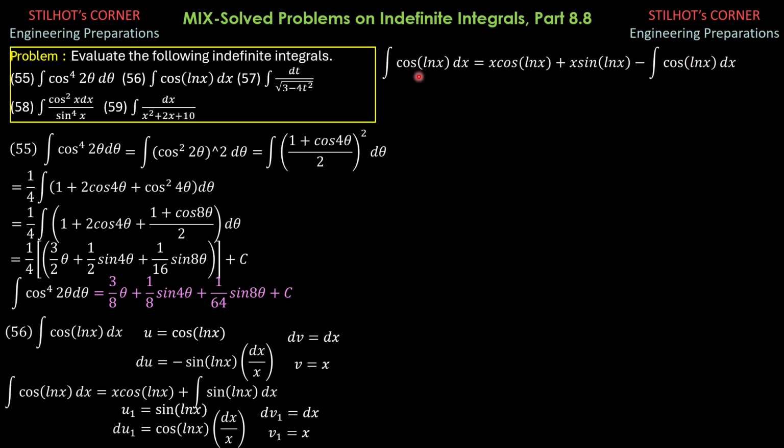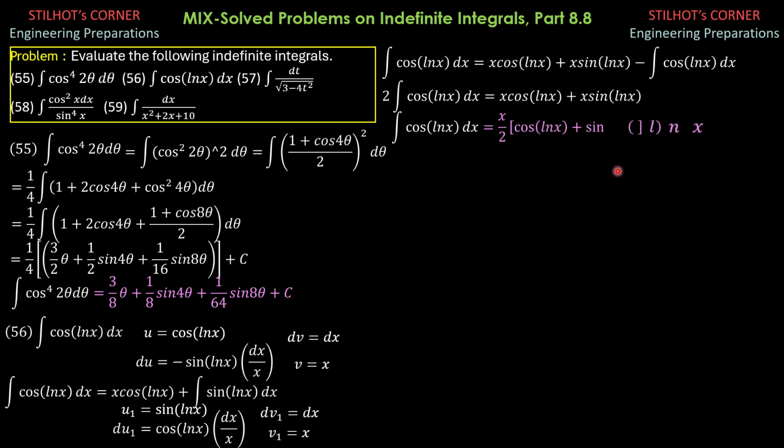So we can combine after transposing this term to the left. That means 2 integral of cosine ln x dx is, we copy the first two terms, x cosine of ln x plus x sine of ln x. Factoring out x and putting c as our final answer, the integral of cosine ln x dx is x over 2 times quantity cosine ln x plus sine ln x plus c.